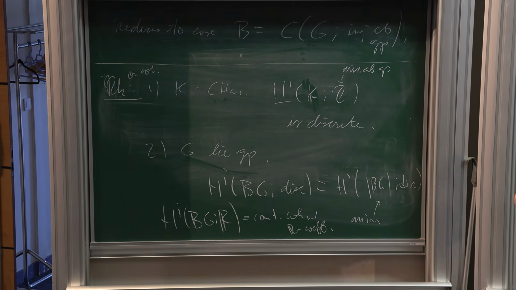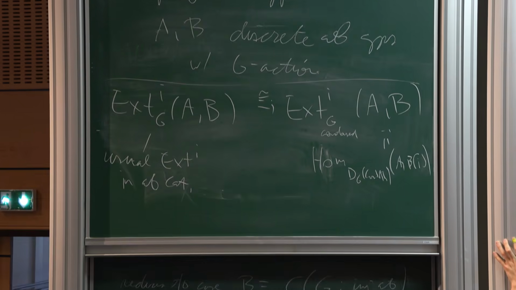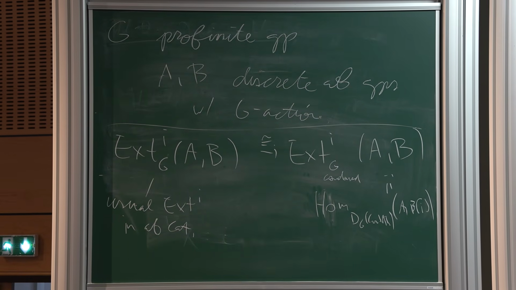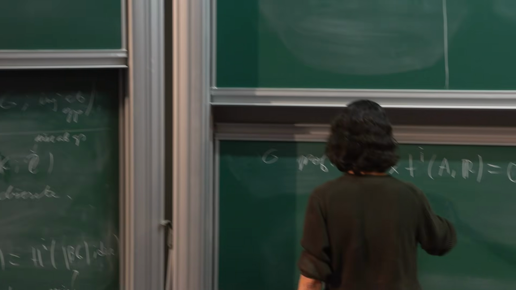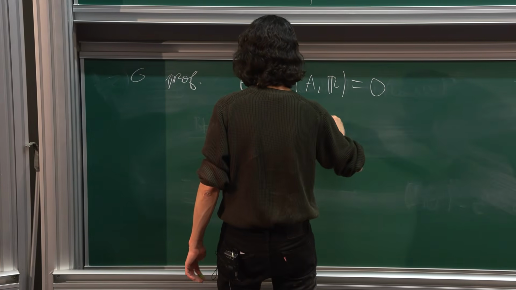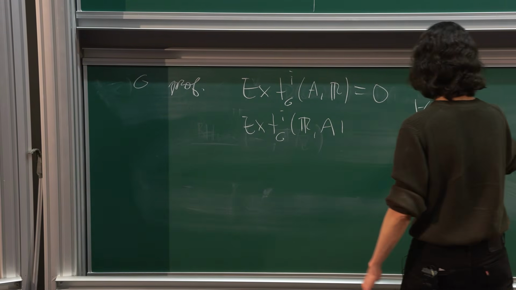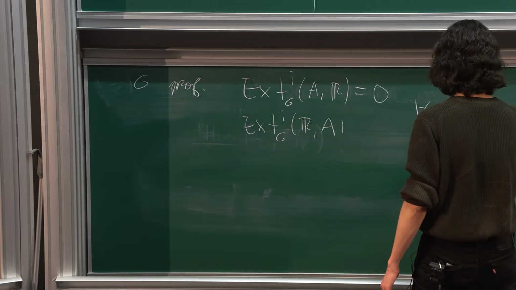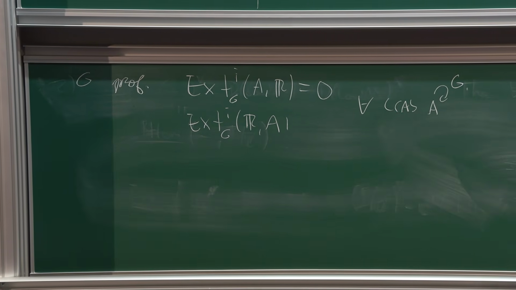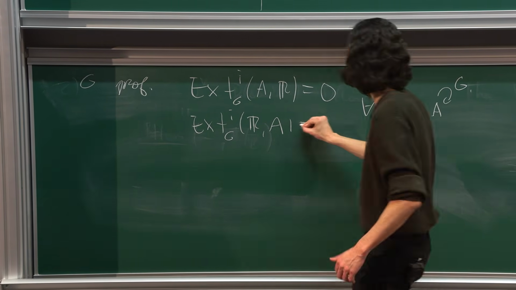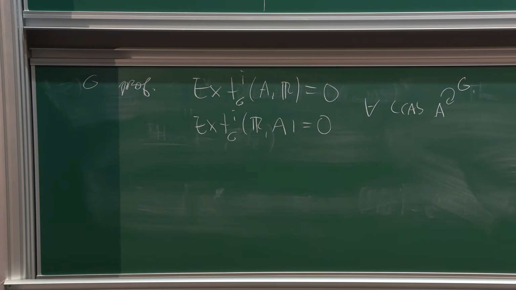Okay, and another thing, back to the profinite group case. So G profinite. We have Ext^i(A, R) equals 0, and Ext^i(R, A) also equals 0, the other way around. I view R as having the trivial G action. And this is for all locally compact abelian groups A with continuous G action. Yeah, both ways by derived Pontryagin duality.